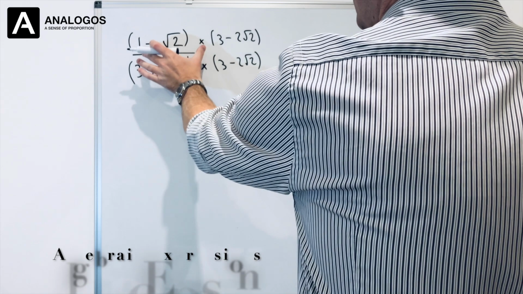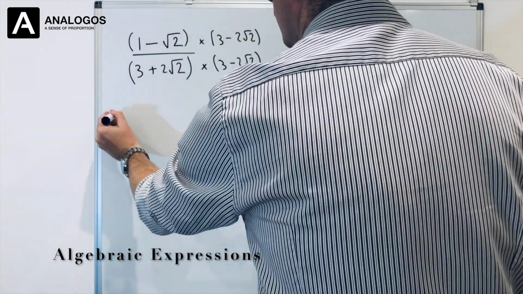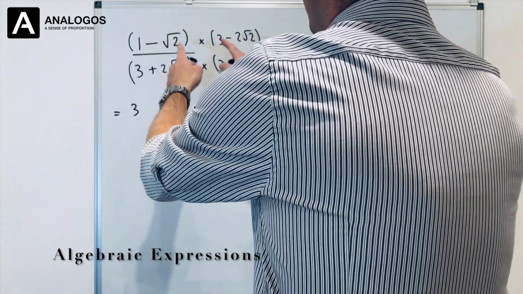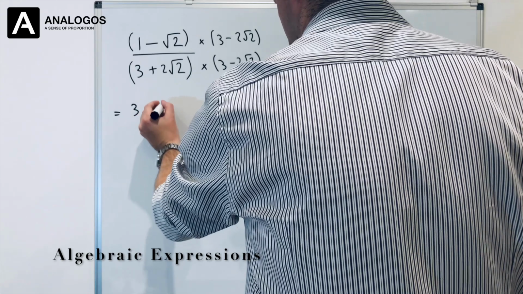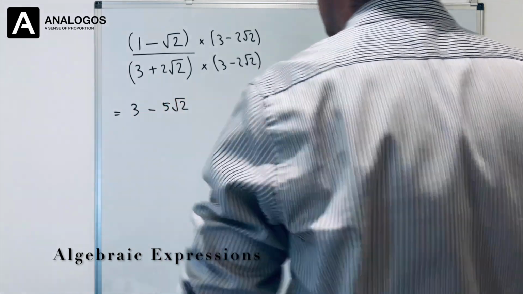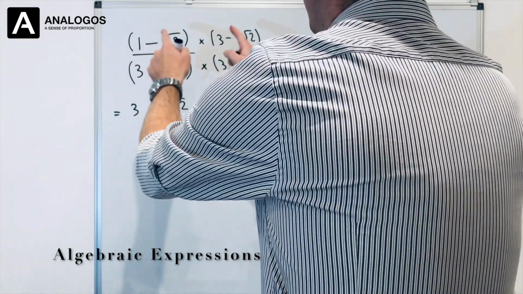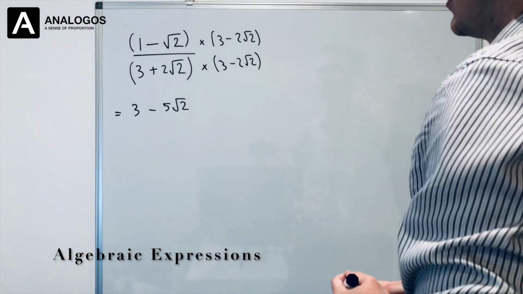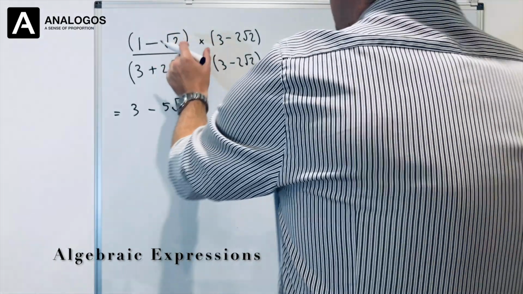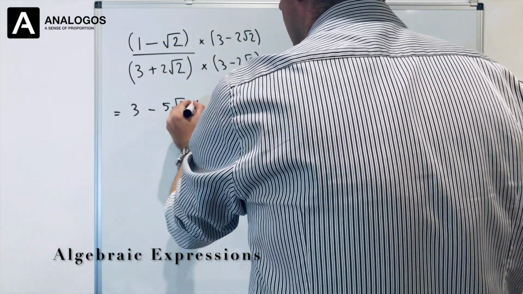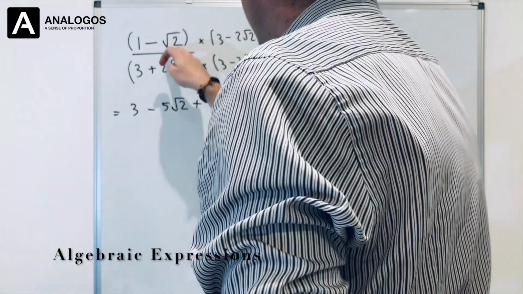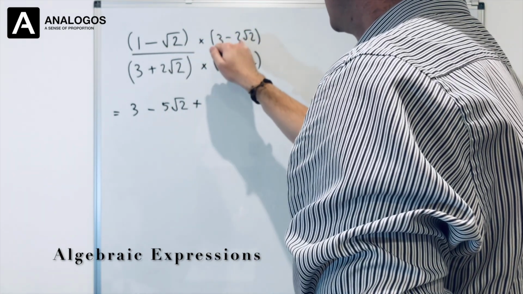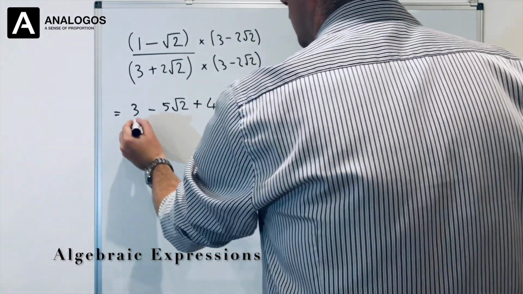So, again, using FOIL, first 1 times 3 would be 3. Outside, multiply by the inside, so minus 2 root 2 minus 3 root 2 would be minus 5 root 2. Make sure you double check the signs. It would be minus 5 root 2. And then last would be a minus times a minus, so it's going to be positive, whatever it is: 2 root 2 times root 2. So effectively, forget this 2 for a second. Root 2 squared is just 2. 2 times 2 would be 4.